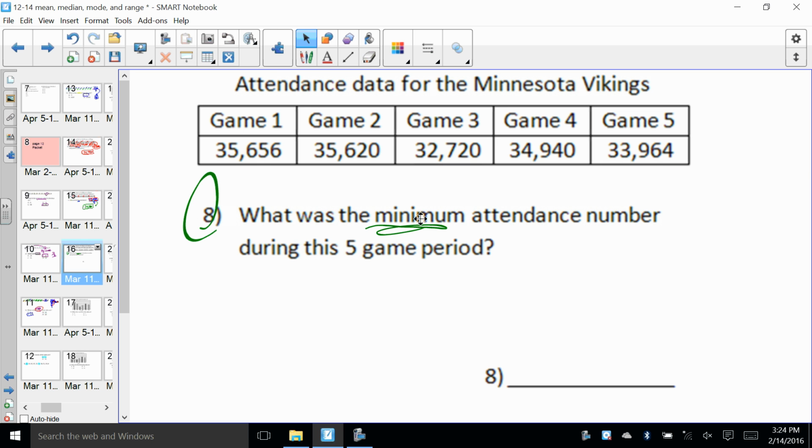What is the minimum? We already talked about the maximum. The maximum is the highest number. The minimum is the lowest number in attendance. Looks like the lowest attendance was in game 3. That was the smallest attendance. 32,720 was our smallest attendance for that 5-game span. Okay, all right, moving on to the next page then.